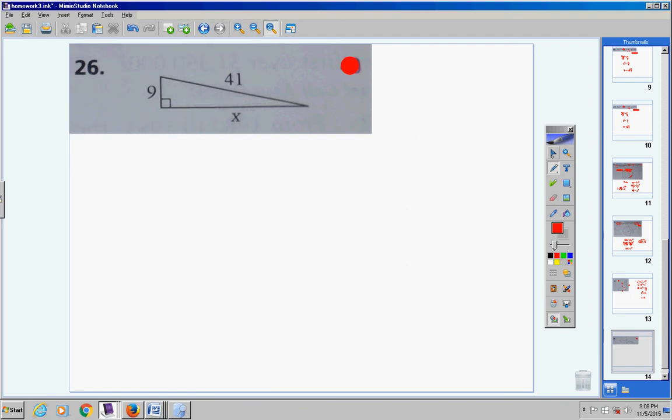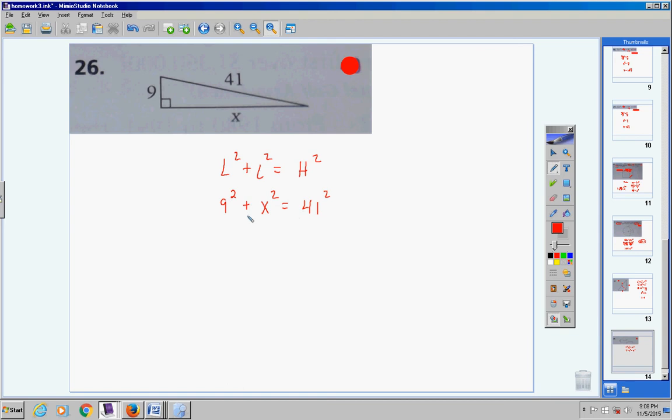Same thing. So here we go. We're going to solve for missing legs. So we have leg squared plus leg squared equals hypotenuse squared. Okay? For one leg, I'm going to put 9. For the other leg, I'm going to put x. For my hypotenuse, I'm going to put 41. And here we go. We have a quadratic equation. We can solve this pretty quickly.